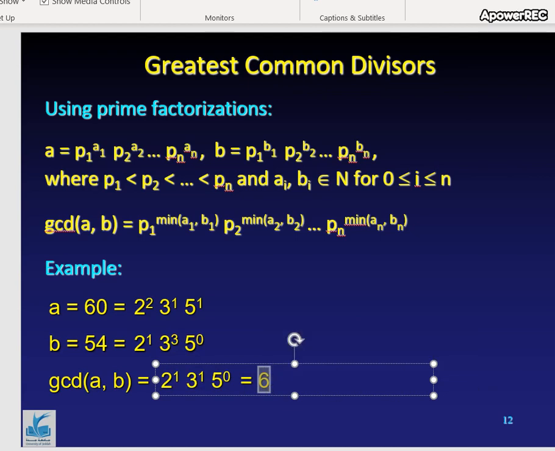So we see that this is a much simpler way of finding the greatest common divisor as compared to the previous examples, where we had to write all the divisors for all the underlying numbers for which we are finding the greatest common divisor.